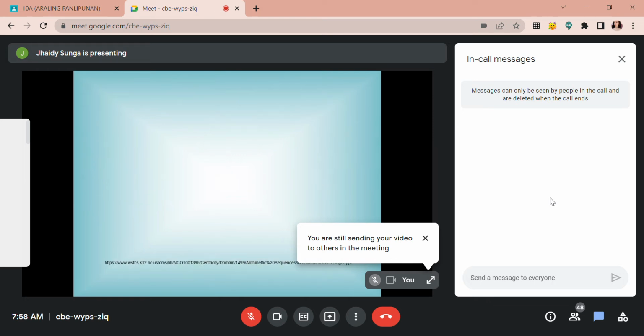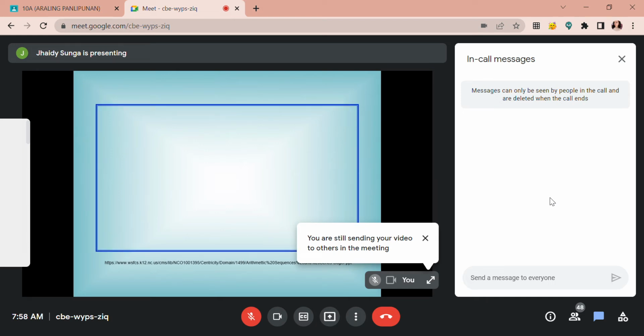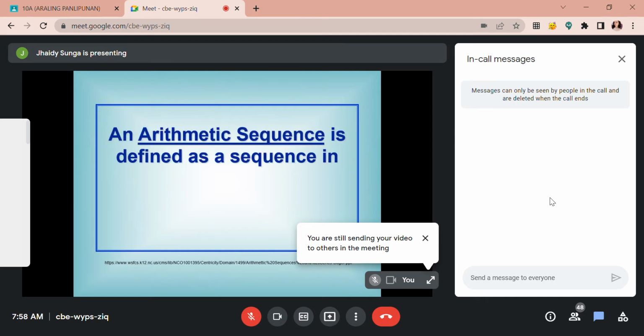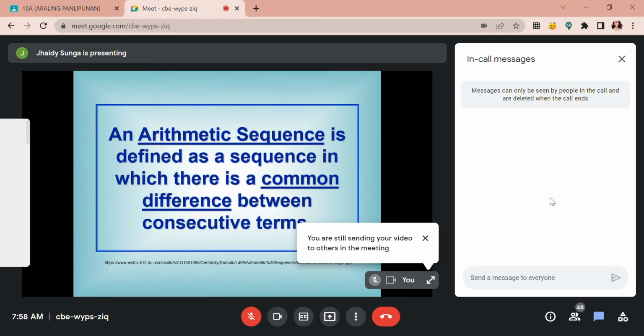All right. If we will define once again what is an arithmetic sequence? Kindly read, Jake Eliterio. An arithmetic sequence is defined as a sequence in which there is a common difference between consecutive terms. It means for the terms that are consecutive to each other, there is this common difference. Again, common difference, not ratio or whatsoever. So how do we find this common difference?